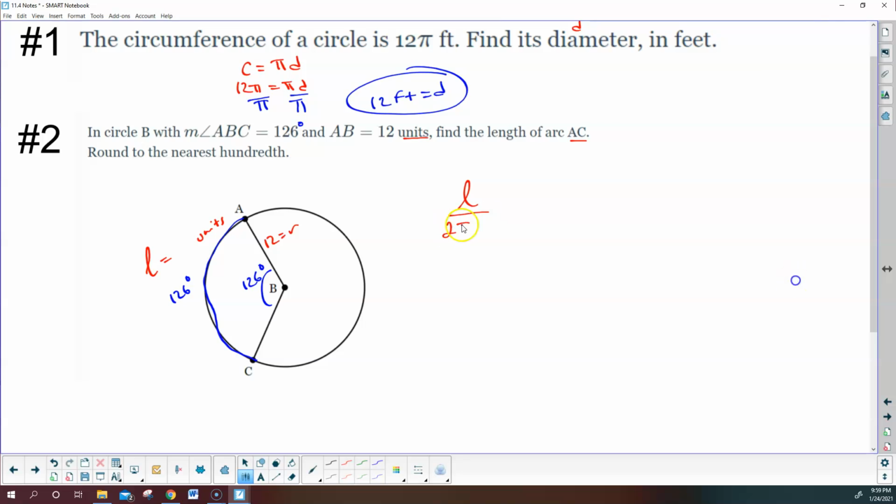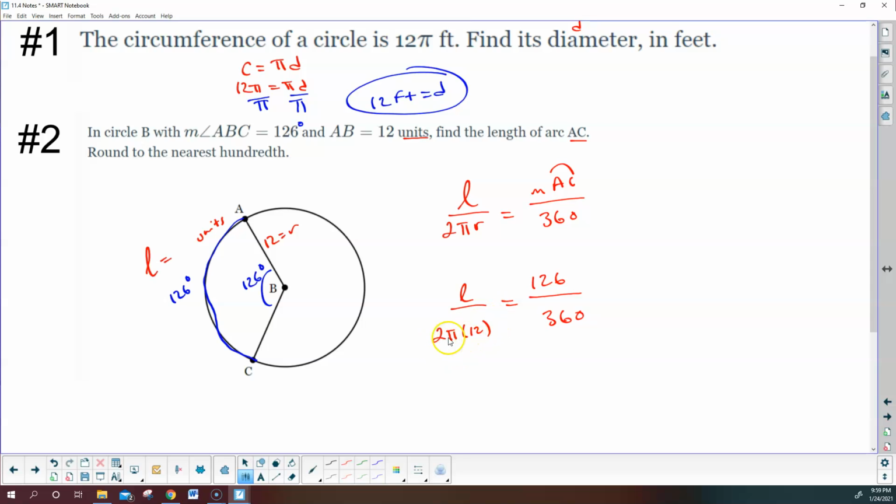So I need to set up the formula. Arc length over circumference, in R, is equal to the measure of the angle, in this case, the arc AC over 360. So we want to find L. We know the radius is 12. And then AC, they gave us as 126 over 360. And notice they said round to the nearest hundredth, which means you don't need to use the exact answer.